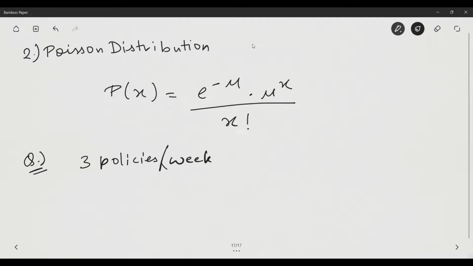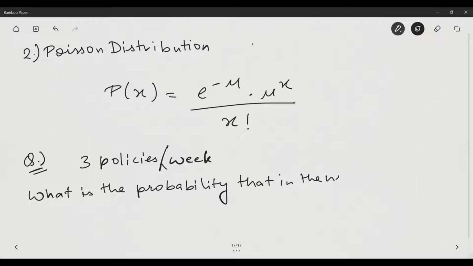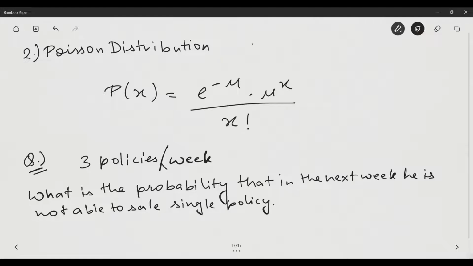Now, what is the probability? If I ask you the question, what is the probability that in the next week he is not able to sell a single insurance policy? So he's not able to sell a single policy. Okay, what is the probability of this?